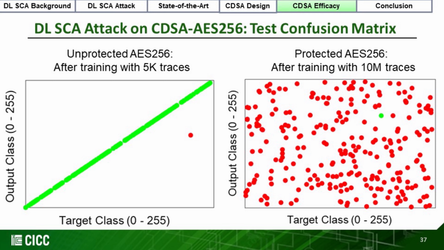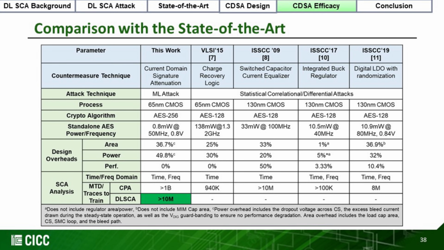The figure on the right shows the confusion matrix for the protected AES implementation, where we see the DNN is not able to classify new test traces and the test accuracy is just as good as random. This slide shows the comparison of the CDSA-AES with the state-of-the-art circuit level countermeasures.